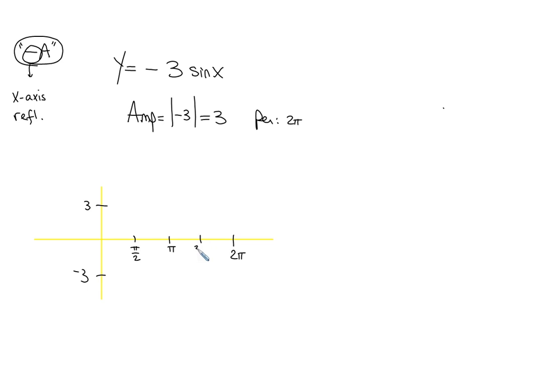pi over 2, 2 pi over 2, 3 pi over 2, 4 pi over 2: beginning, middle, end, maximum, minimum. Here you go. There's our parent function with the amplitude and period indicated. Now we have to do our x-axis reflection. And how do we accomplish that? Let me change colors. Well, if I reflect this point over the x-axis, it stays the same.